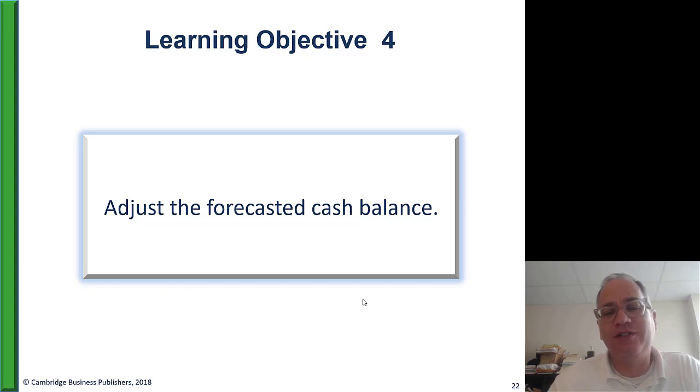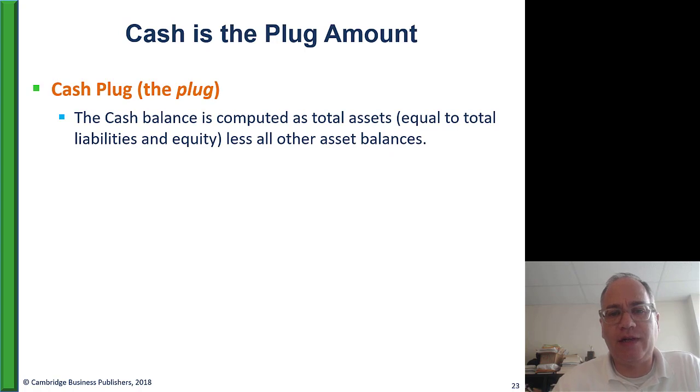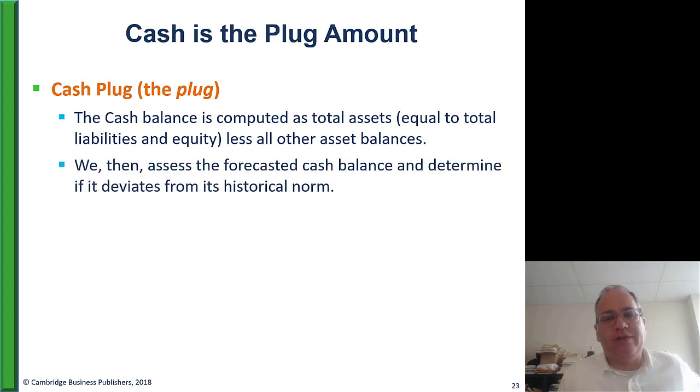This is pretty easy. Adjust the forecasted cash balance. Cash is your plug on the balance sheet. You want your balance sheet to balance. Once you do everything else, you figure out or estimate what it's going to be. The difference is going to go to cash.